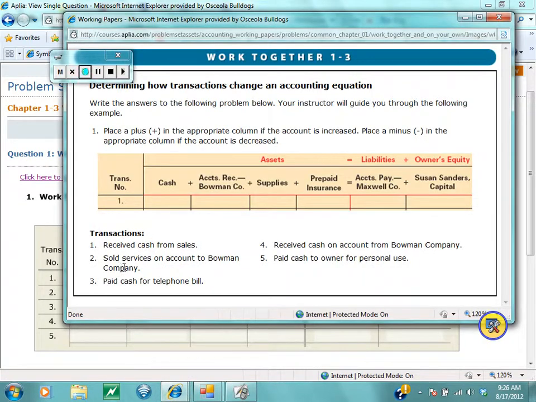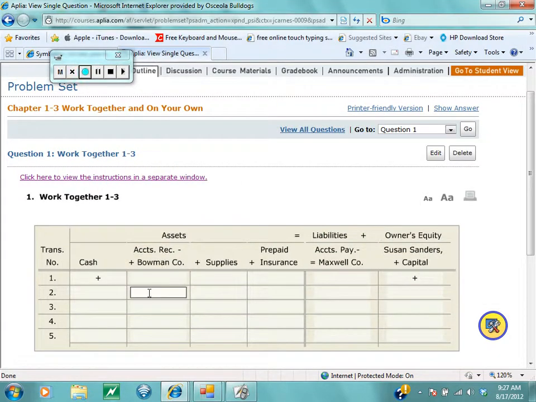Sold services on account to Bowman Company. That means they didn't give us money yet. They're going to send it later on. We made a sale, and we know that sales falls under owner's equity, but they didn't send us money yet. That's where this accounts receivable Bowman Company comes in. So we increase what we're going to receive from them, because we could take them to court and get that money if need be, but hopefully they'll just mail it within the 10 days. And of course, sales increased.